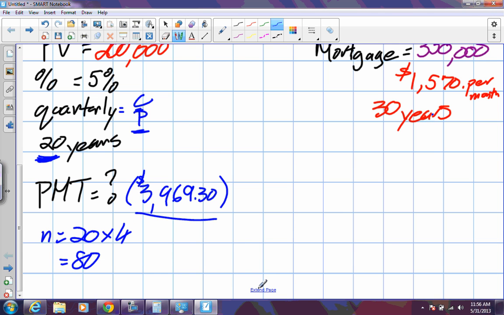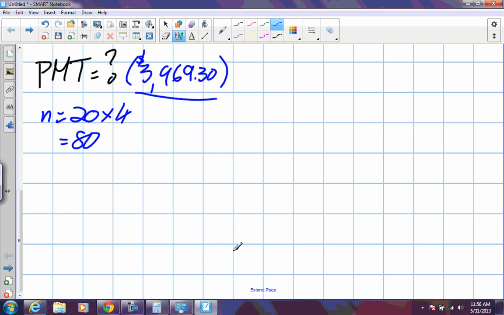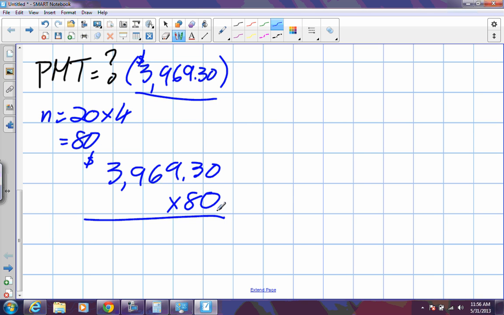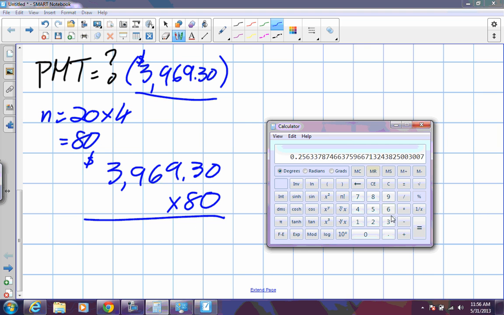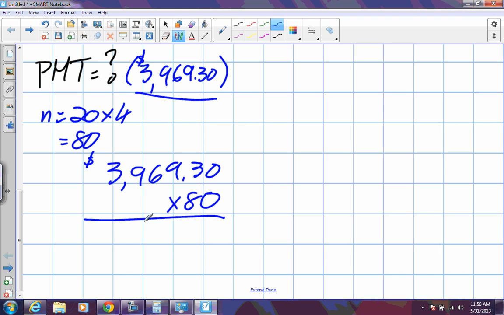Which means let's actually calculate how much money we got over the life of this annuity. If we get $3,969.30 80 times, what's the total amount of money we've earned? We're going to have to put this into a calculator and multiply. So, 3,969.3 times 80 equals 317,544.